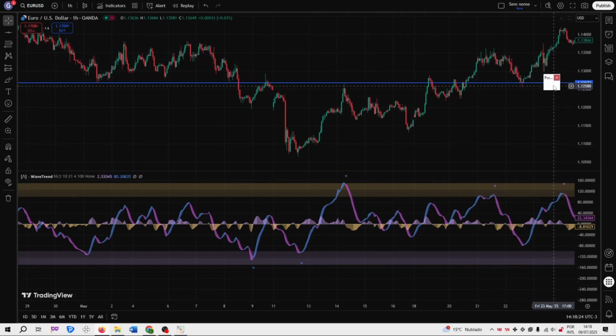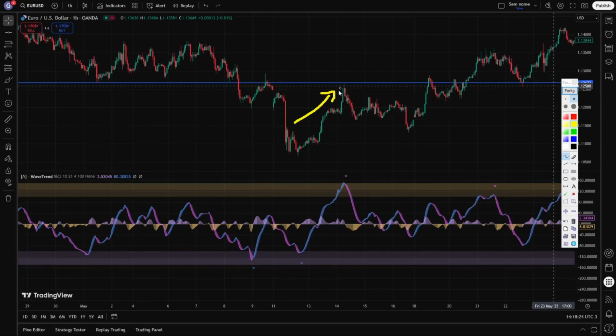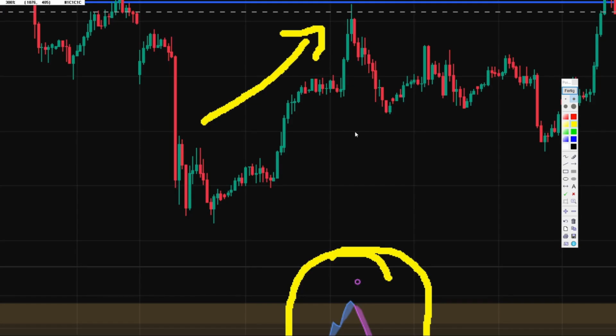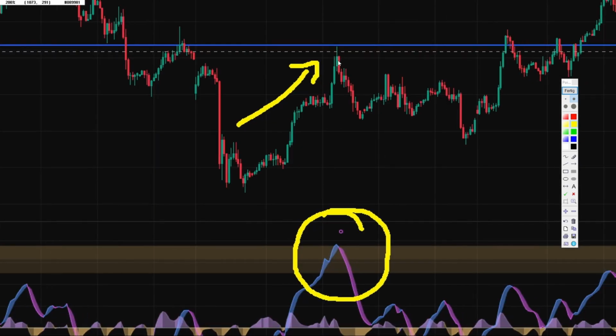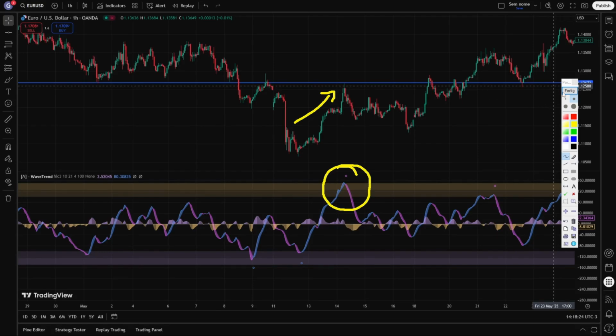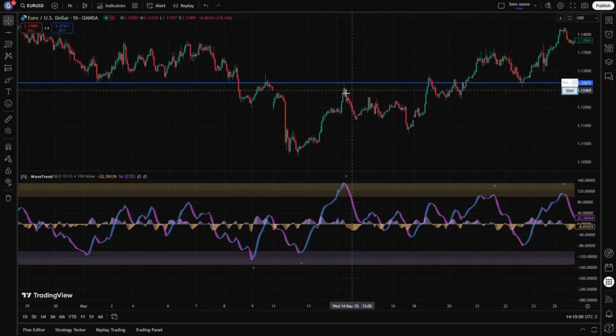When the price came back at this point, right here, it was also overbought according to our WaveTrend indicator. And notice that exactly on this red candle here, it showed us a reversal circle. It lined up with this candle, which also engulfed the previous candle, showing a strong rejection in this zone. So here we could have opened a sell position.